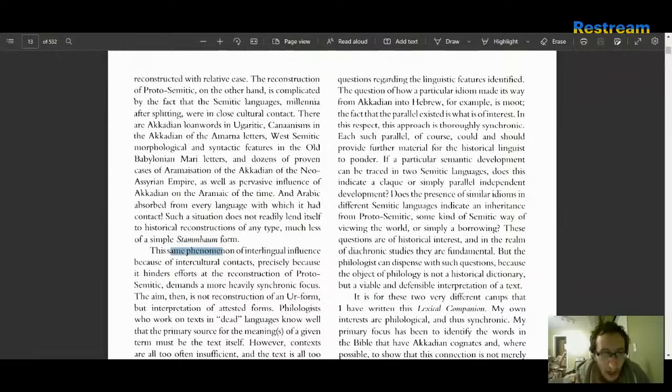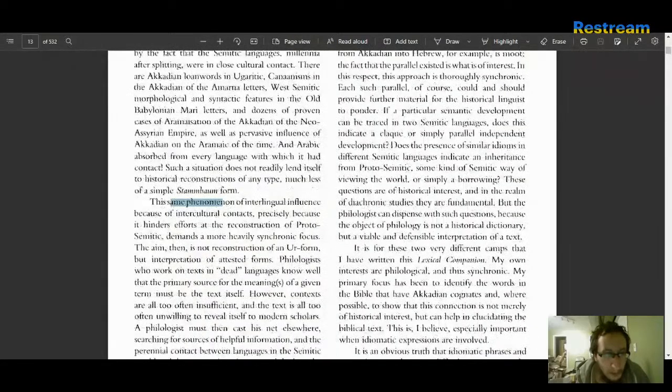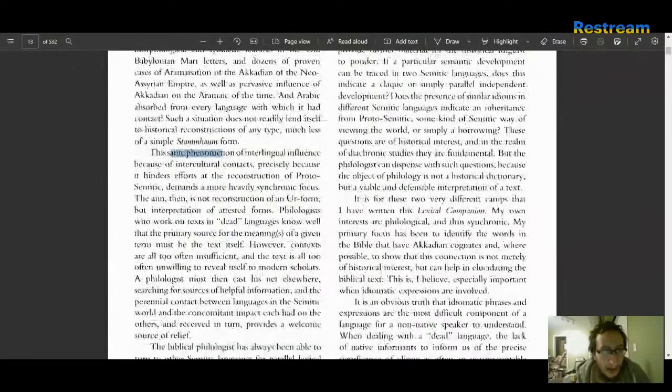This same phenomenon of interlingual influence, because of intercultural context, precisely because it hinders efforts at the reconstruction of Proto-Semitic, demands a more heavily synchronic focus.